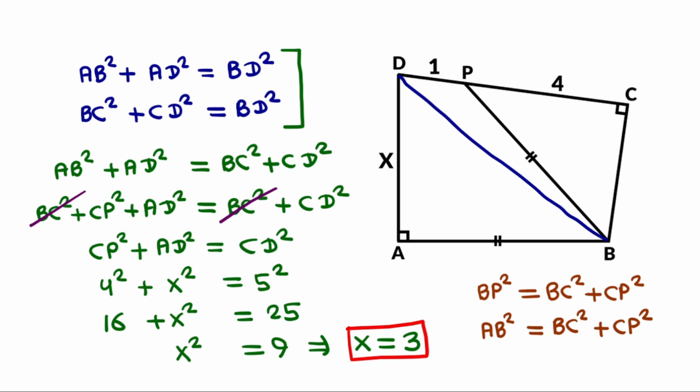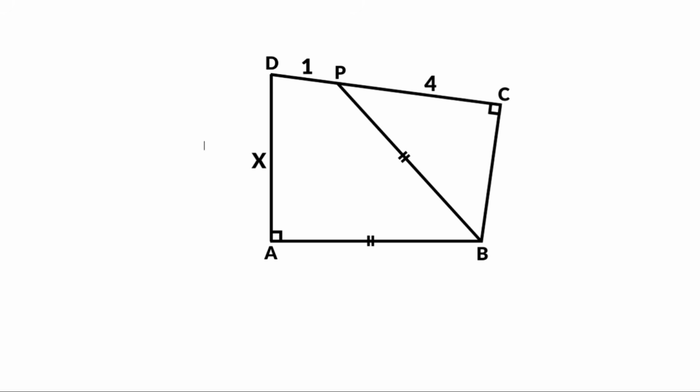But now let's look at a much more elegant geometric solution. Method 2, the geometry shortcut. Extend the segment DC beyond point C to a new point Q. Choose Q so that CQ is also 4 units long. Then connect Q to B.